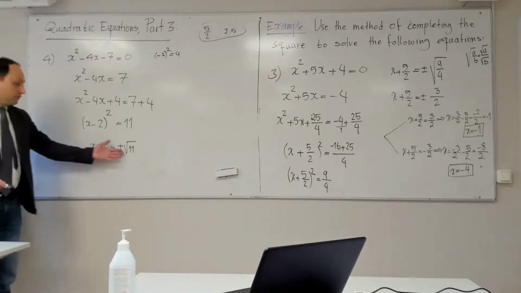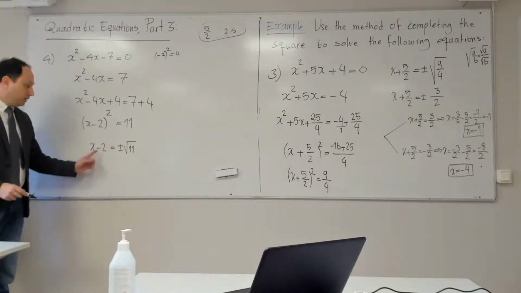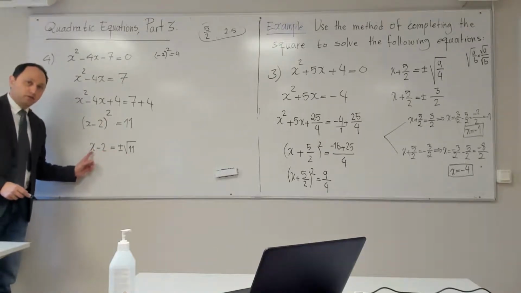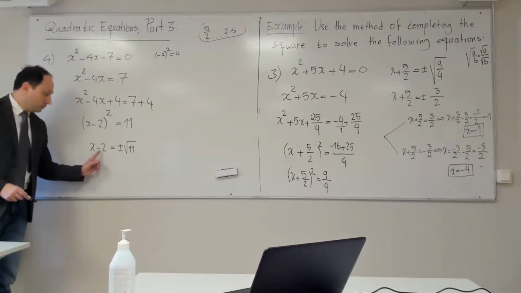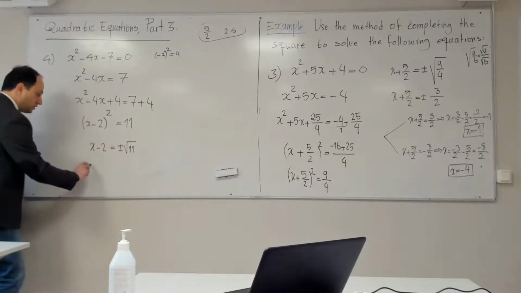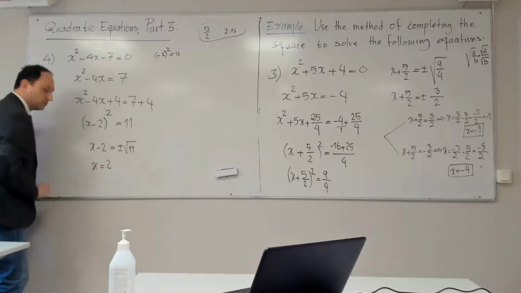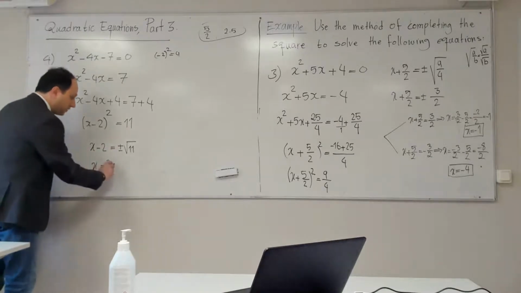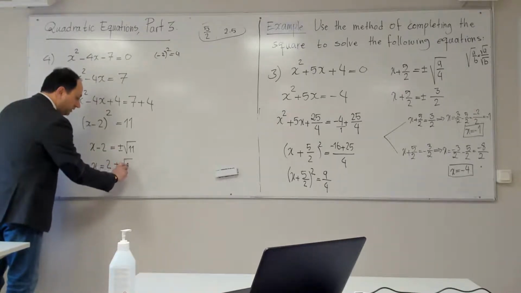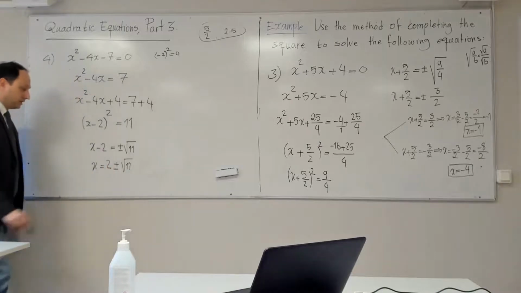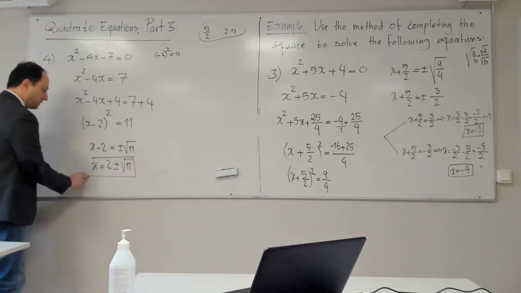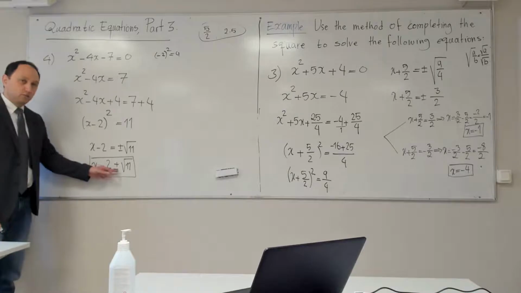So it means that I stop here. I cannot do anything, but I am looking for x. I am not looking for x minus 2, so I move 2 to the right-hand side, so it becomes positive 2, and then either positive square root of 11 or negative. You can keep it in this form, but I want you to understand what's the meaning of this.